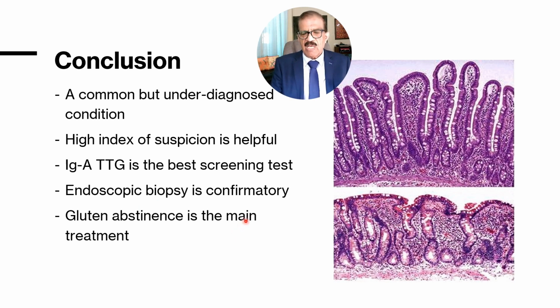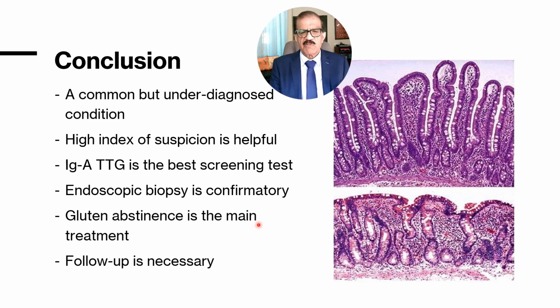Some would require corticosteroids, in very few cases, but gluten abstinence is the main treatment and lifelong. And then replacement of nutrient deficiency also, then follow-up. I think some kind of 3-monthly, 6-monthly follow-up is needed just to make sure that everything is working according to plan, and the patient actually needs to be reminded again and again to stay away from gluten.